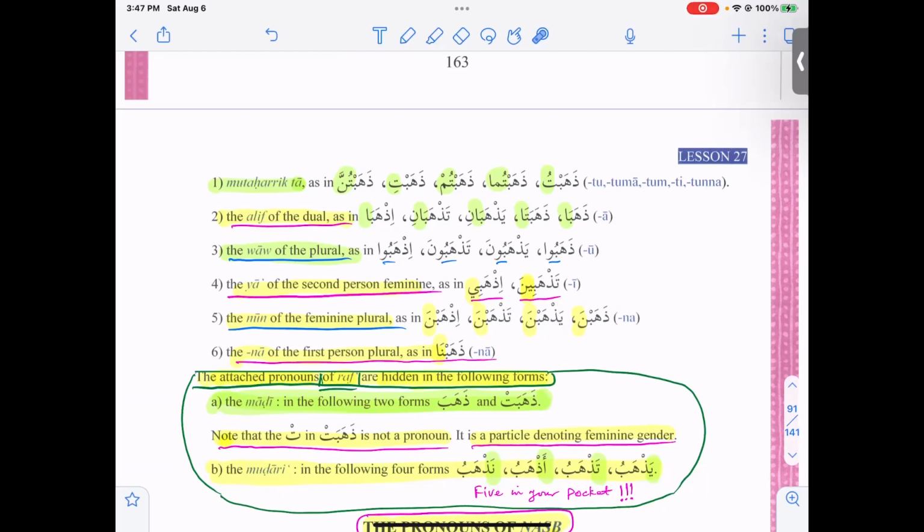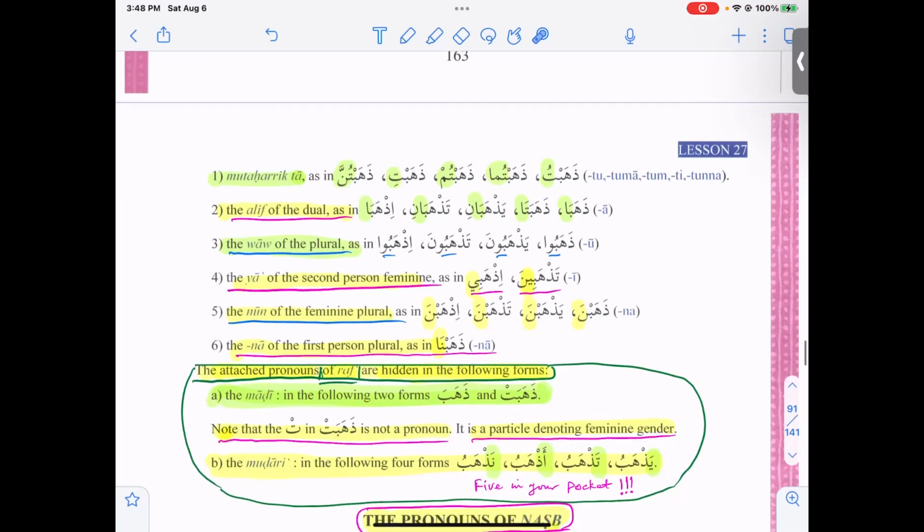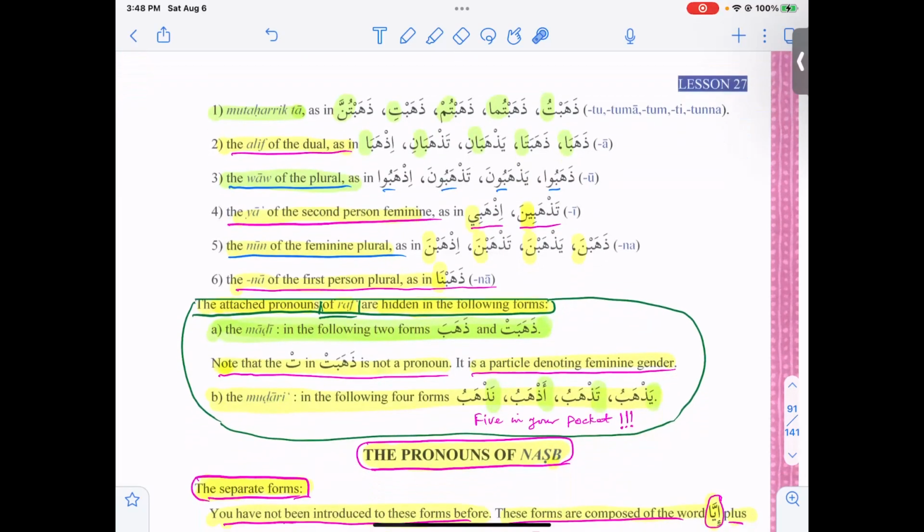The attached pronouns are hidden in the following cases. Here also they are attached, but they are hidden. Zahabat and Zahaba. Note that the ta in Zahabat is not a pronoun. It is a particle denoting feminine gender. And then the mudari. These are attached pronouns. So where are the attached pronouns in mudari? Yazhabu, tazhabu, azhabu, nazhabu.